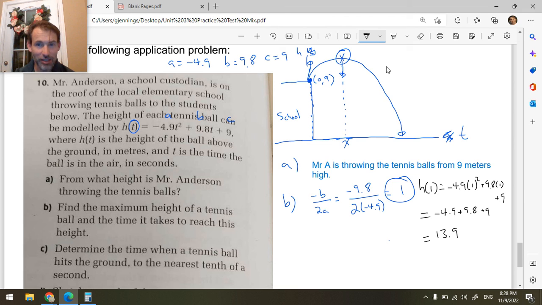So the highest, so let's label our point on our picture, helps guide our thinking. This is the point 1, 13.9. So then we can have a little statement.